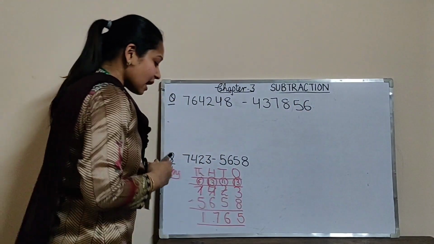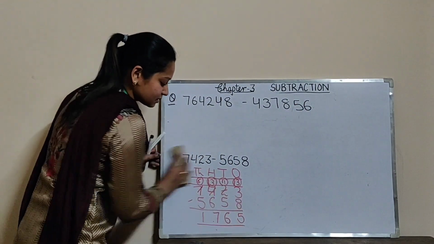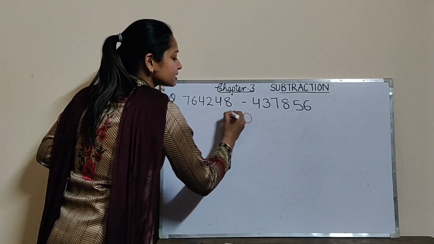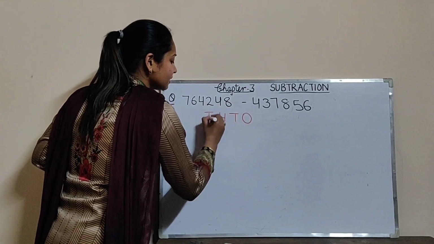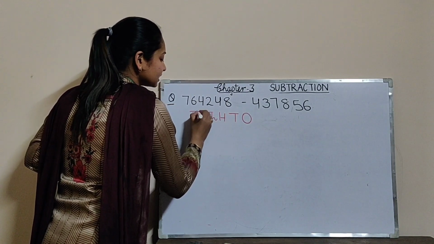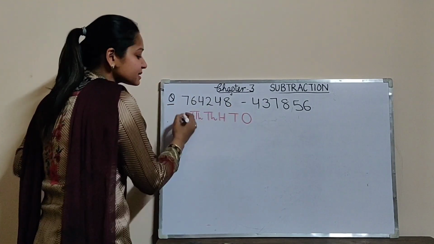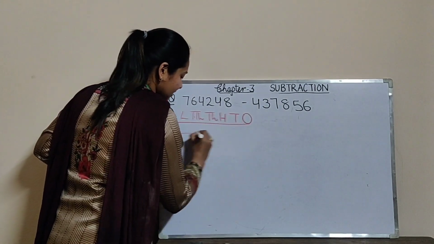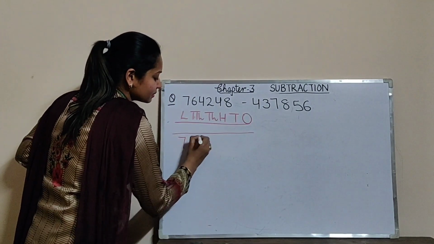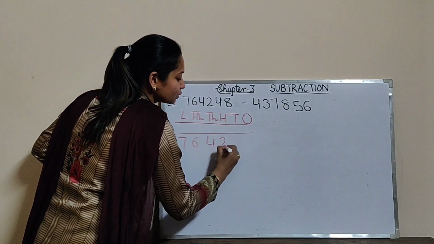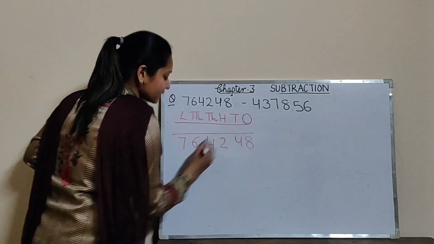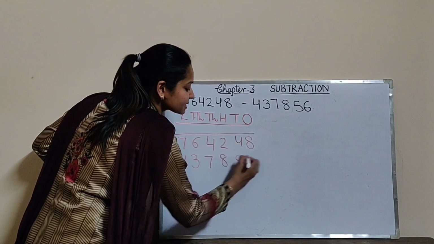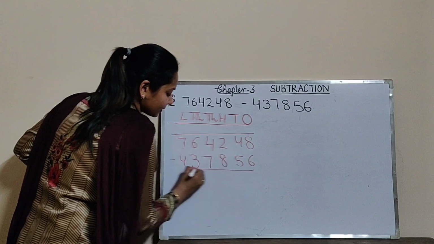Now let's take a number with a larger number of digits. I hope you have understood this. Again, I am going to make some columns: ones, tens, hundreds, thousands, ten thousands. This time 6 places are there, so I'll be making 6 columns now. Again, I'll be leaving a line here, then writing the numbers: 764248, and then this number, 437856. Let's start subtracting it.